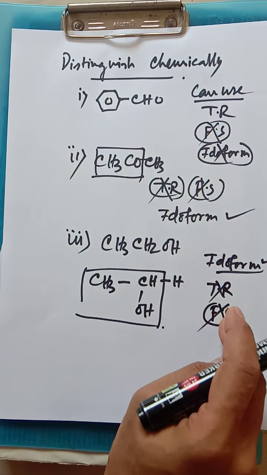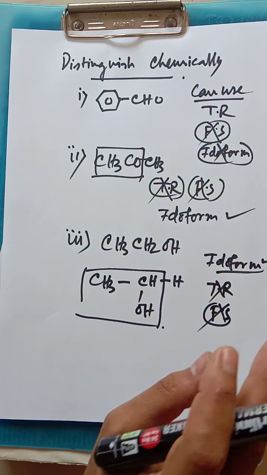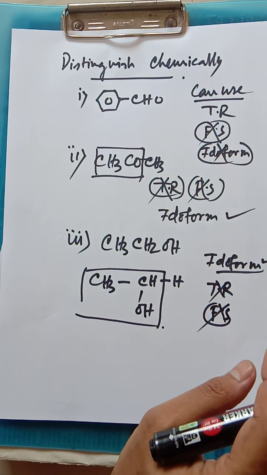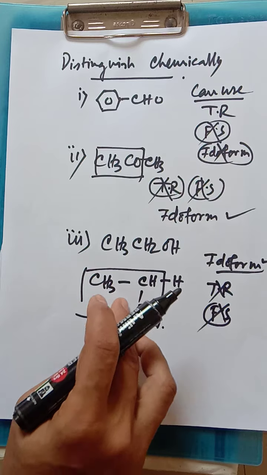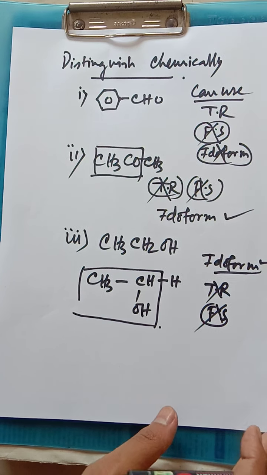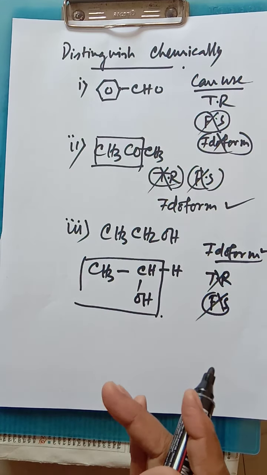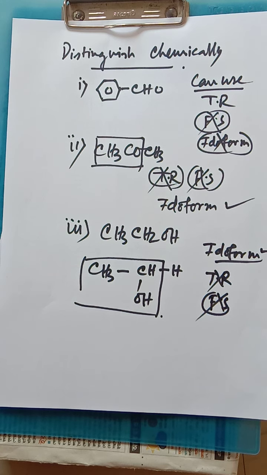Tollens reagent and Fehling solution are both mild oxidizing agents, so they cannot oxidize this compound. This is the thing we have to remember. Hope that it is clear to all of us. We have to practice more and more, then only it will be much clearer to all of us.